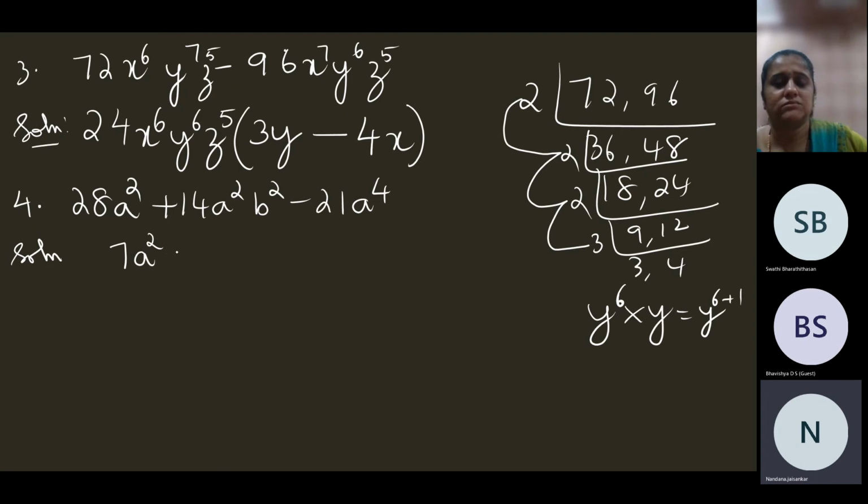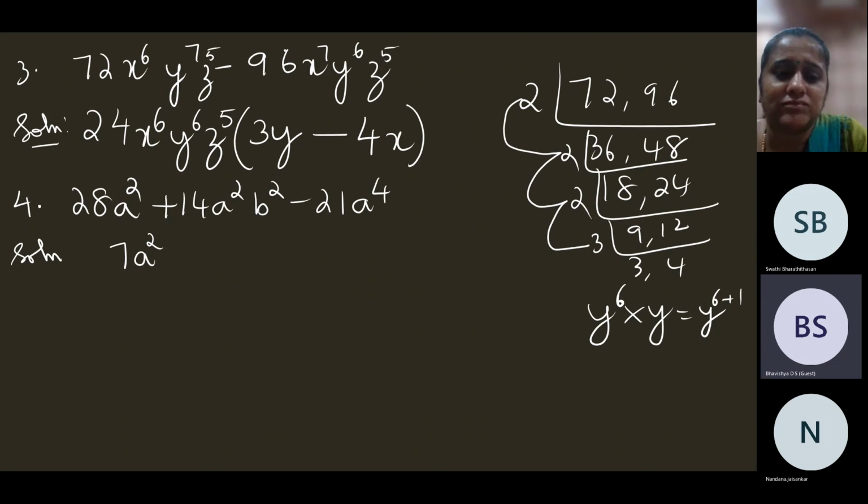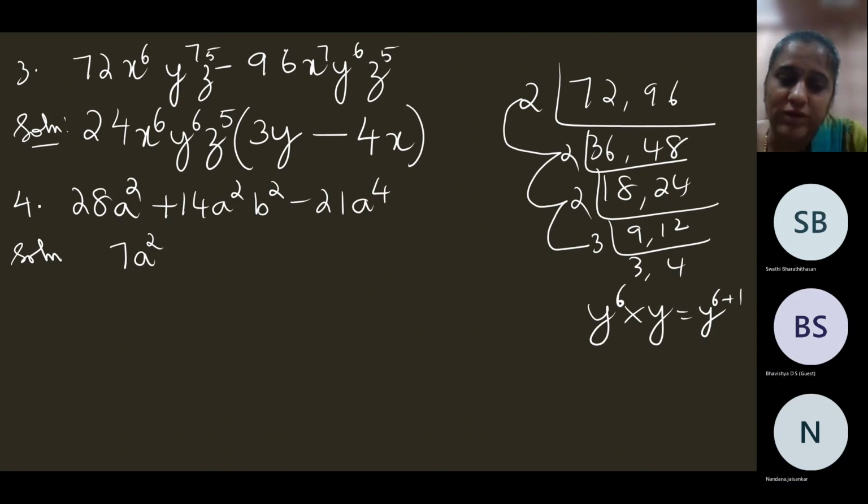Now we should... No. Then there's b square. Ma'am, but b square is on... Ma'am, can I tell, ma'am? Yeah, tell me. Ma'am, 7a square b square, ma'am. 7a square b square?